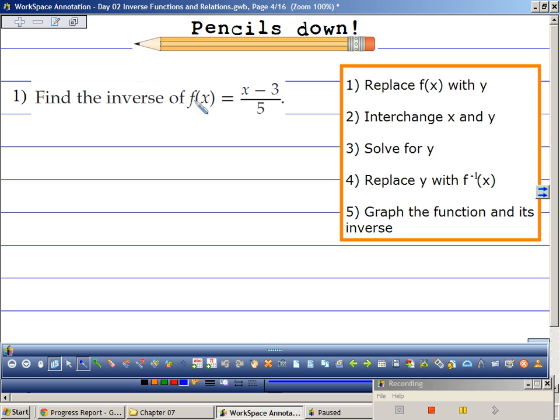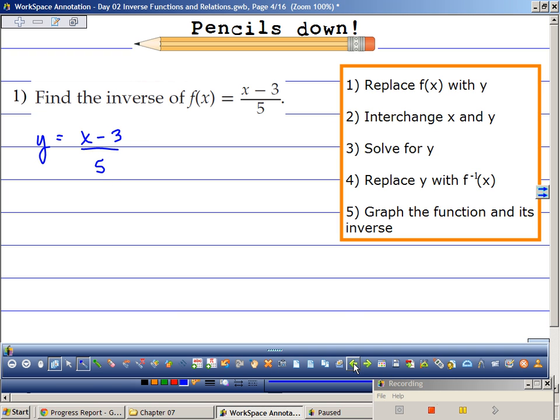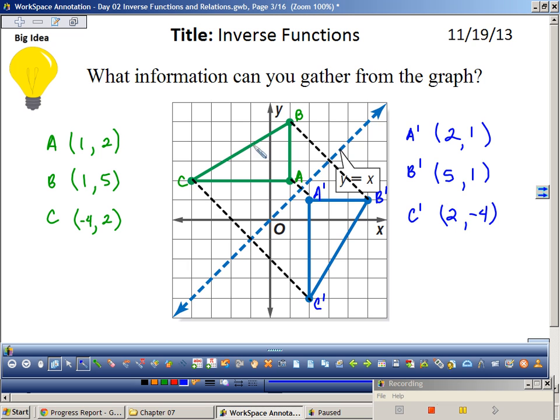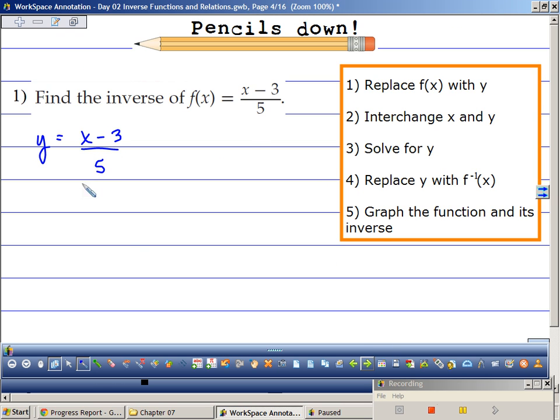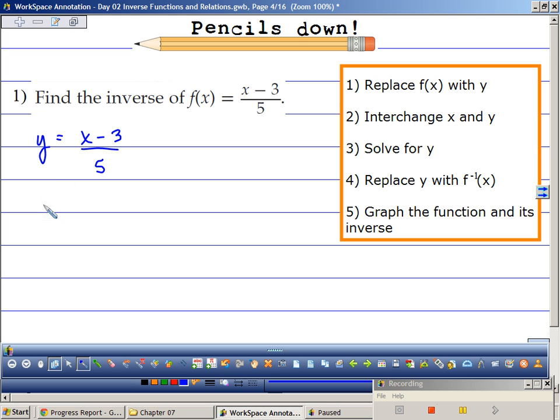Find the inverse of f of x if f of x equals (x minus 3) over 5. Here are my steps. Number 1, I'm going to replace f of x. What's a more comfortable way of writing that? Y. Y equals (x minus 3) divided by 5. Just as I did here, I'm finding the inverse. These are inverses of each other, correct? So what did we do on these points? Didn't we just interchange them? So let's interchange x and y.